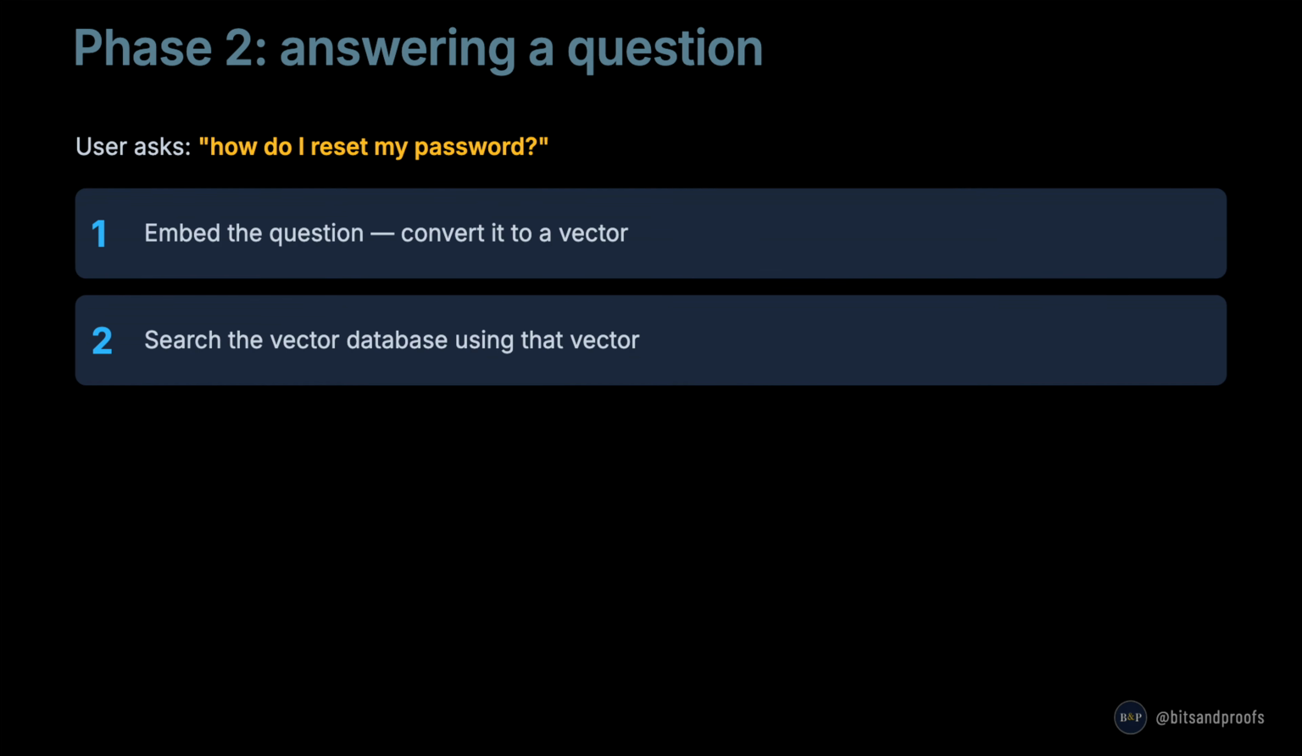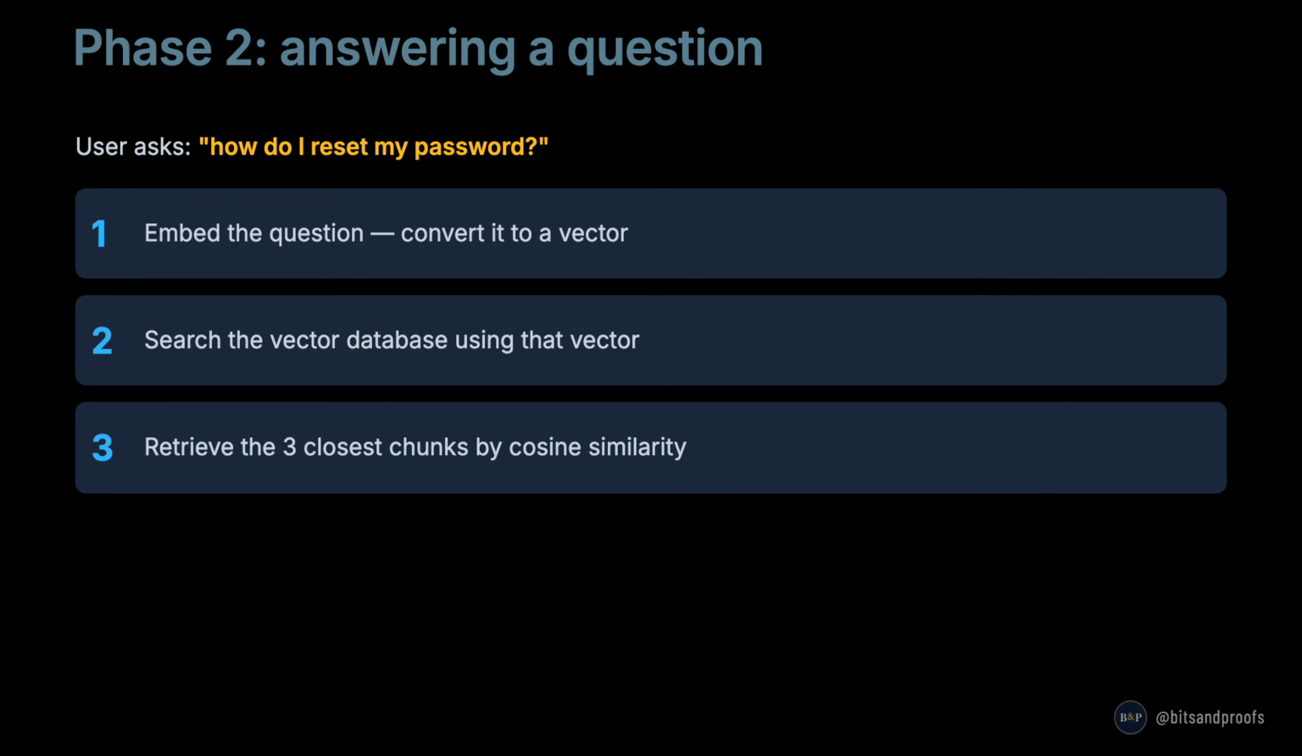Step 2. Search the vector database using that vector. You are looking for chunks whose vectors are closest to the question vector. Step 3. Retrieve the 3 closest chunks by cosine similarity. These are the paragraphs most relevant to the question.